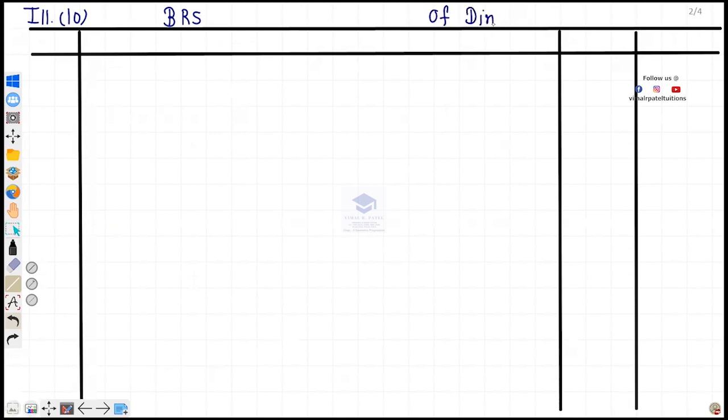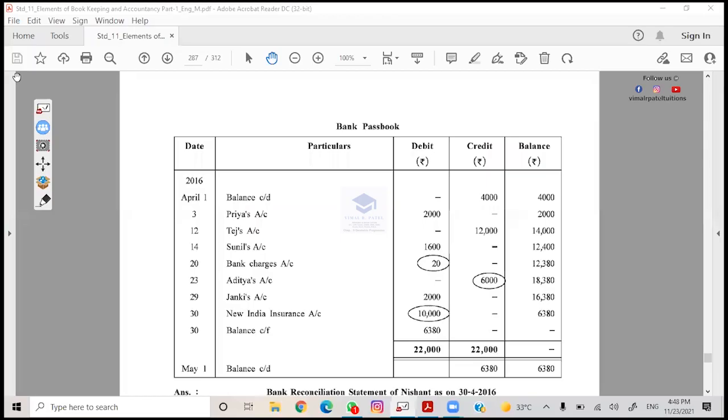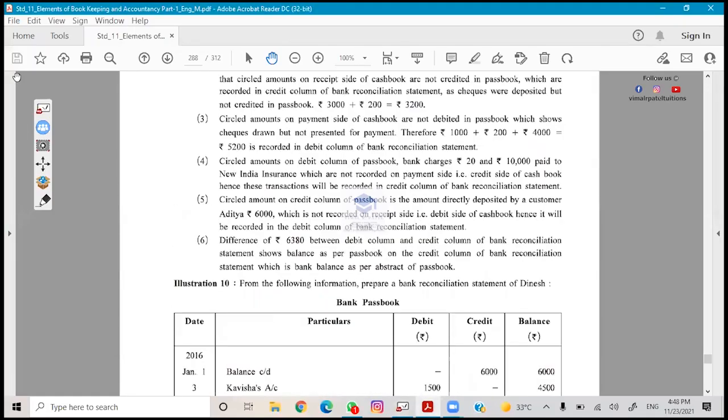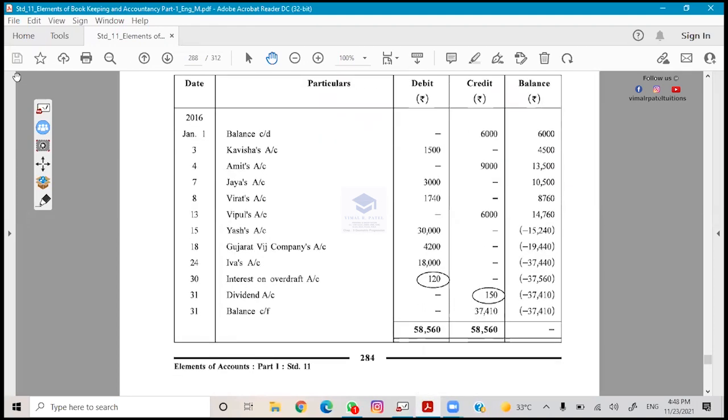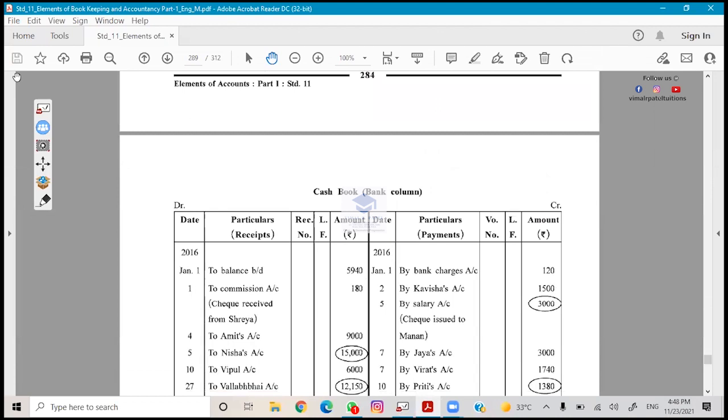DRS of business for January 2016. Now, see, opening balance as per passbook, credit balance as per passbook is given 6,000 credit, and in cash book the opening balance is 5940. So there is mismatch between opening balance. So now what to be done?